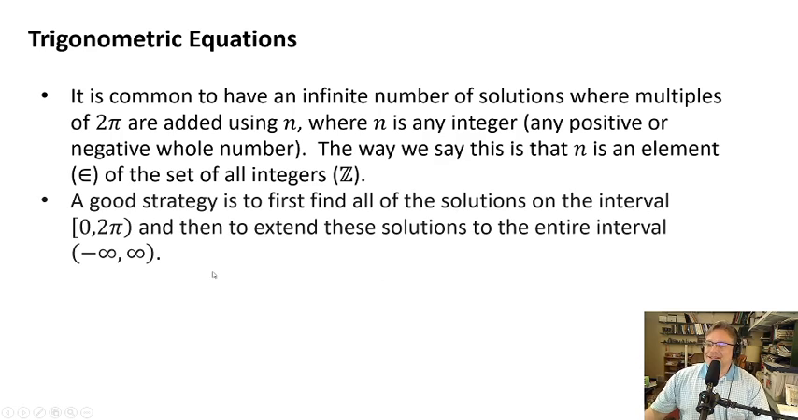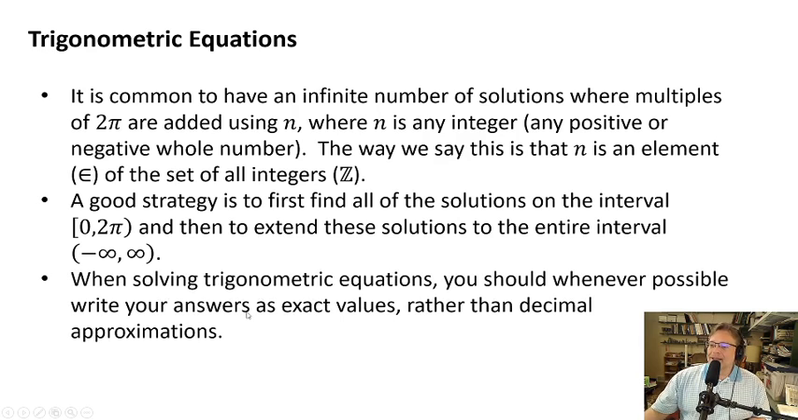In addition to this, a good strategy is to first find all the solutions on the interval 0 to pi, or if you're working with tangent, find all the solutions on the interval negative pi over 2 to pi over 2, and then extend those solutions to the entire interval from negative infinity to positive infinity, just like what we did.